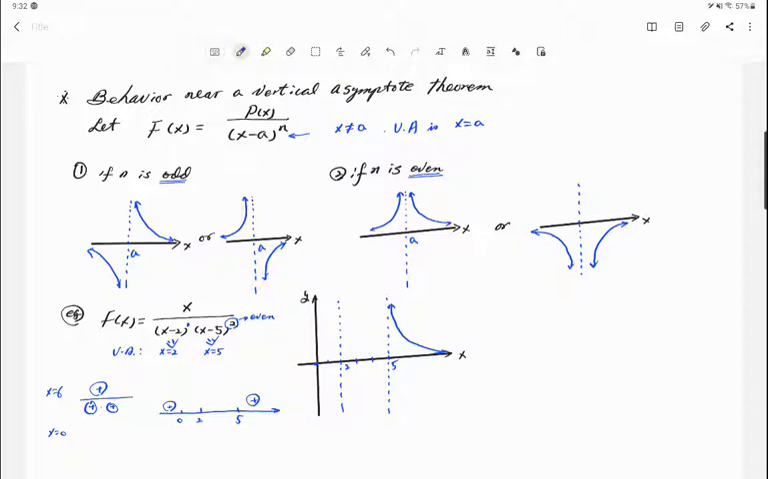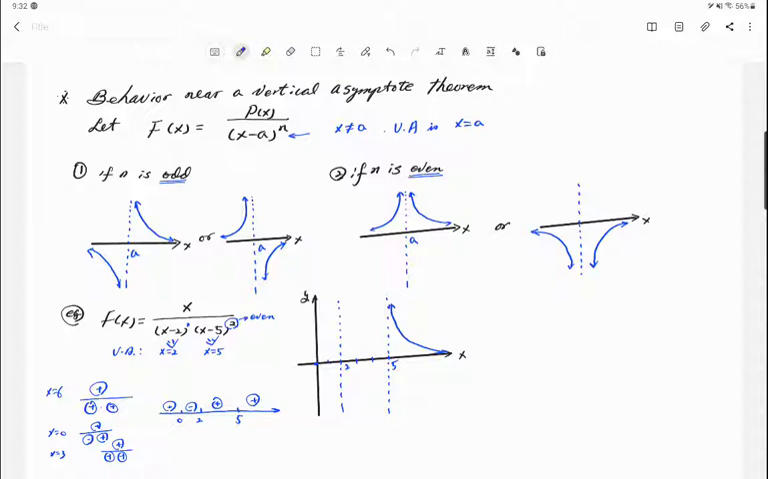And if x is between 0 and 2, let's use 1. If x equals 1, then 1 is positive, right? Over 1 is negative times positive, so this part is negative. And if x is between 2 and 5, let's say x equals 3, then it should be positive. The numerator is positive, and the denominator is positive times positive, so it's positive. So based on this information and the near vertical asymptote theorem, we can graph it.